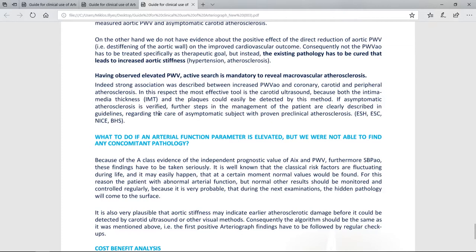If the asymptomatic atherosclerosis is verified by carotid ultrasound, further steps in the management of the patients are clearly described in guidelines regarding the care of the asymptomatic subject with proven preclinical atherosclerosis. This can be found in the European Society of Hypertension, the European Society of Cardiology, BHS and other guidelines.